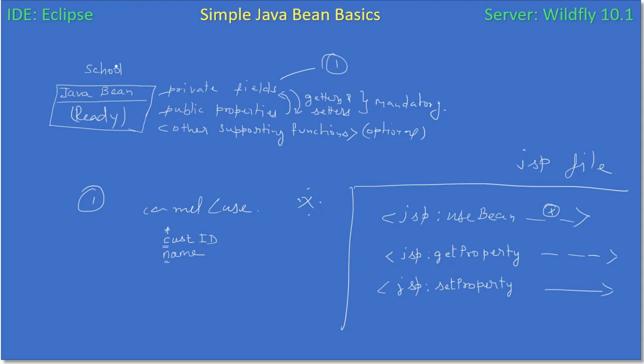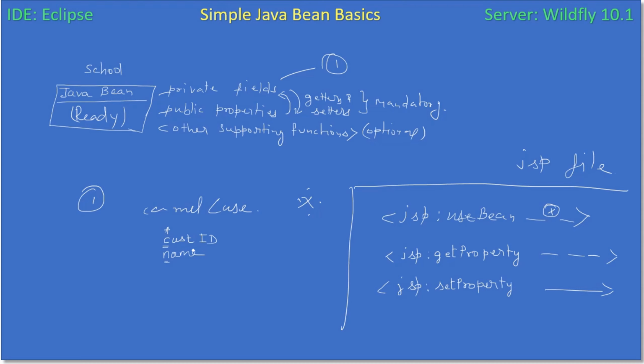Inside the JSP file, you can make use of these tags. With jsp:useBean you tell what bean you want to use. If it is a school bean with private members and properties, useBean tells that I am going to use the school bean in this JSP file. After making this statement, you can use jsp:getProperty, which means you want to get some property of a field, and with setProperty you can set the field.